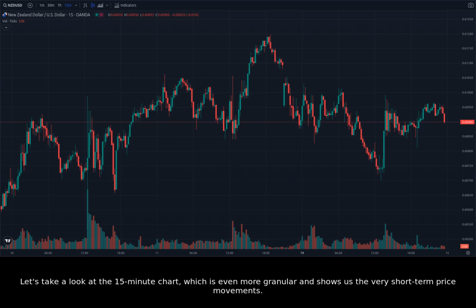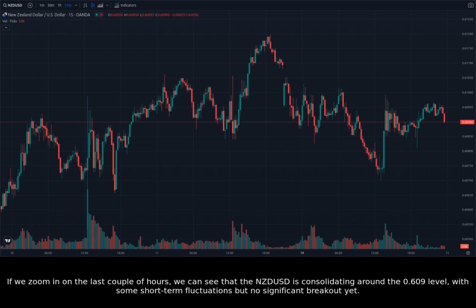Let's take a look at the 15-minute chart, which is even more granular and shows us the very short-term price movements. If we zoom in on the last couple of hours, we can see that the NZDUSD is consolidating around the 0.609 level, with some short-term fluctuations, but no significant breakout yet.